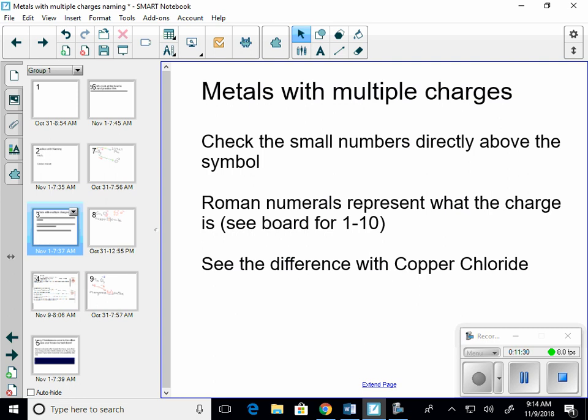What we are going to do, and I don't know if you even noticed it on the containers themselves, is there's a way that we can name these compounds to indicate the charge of the metal. And that's using Roman numerals.